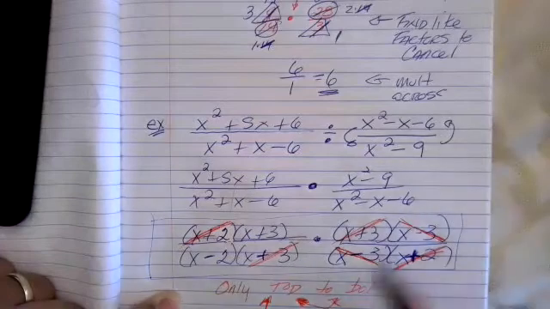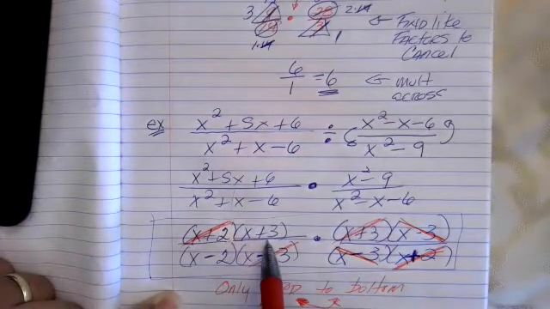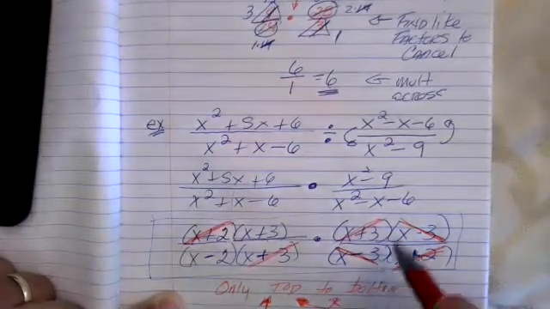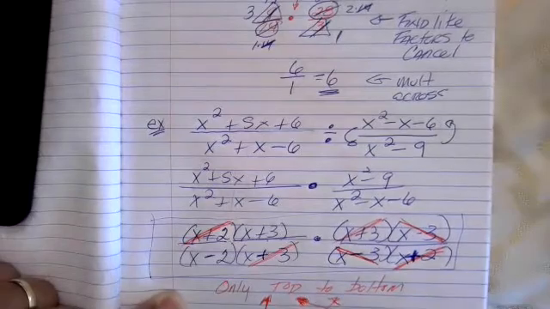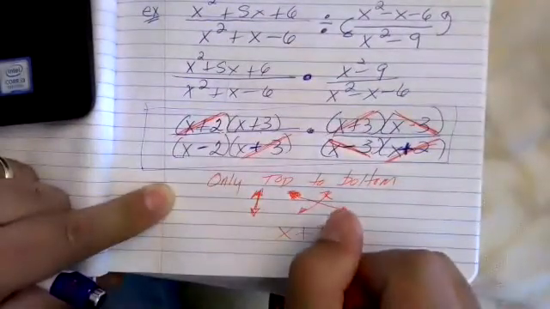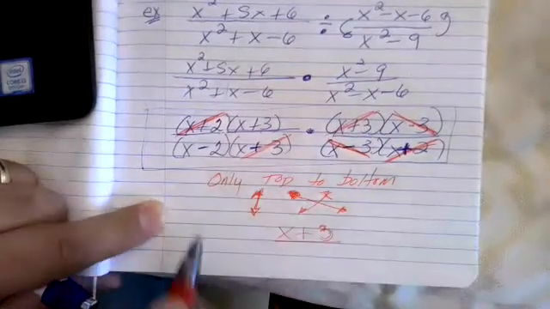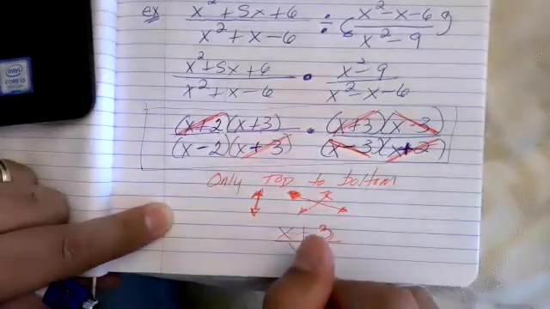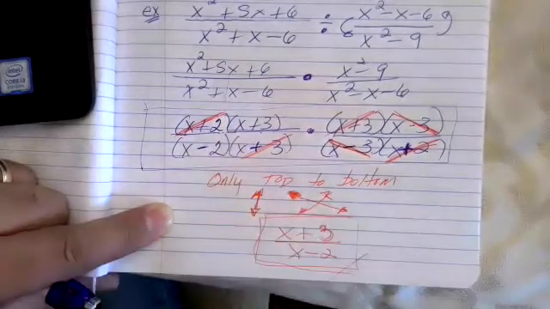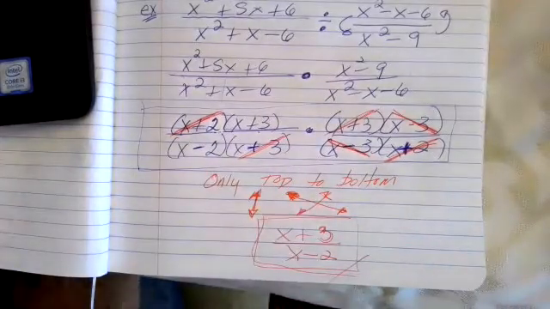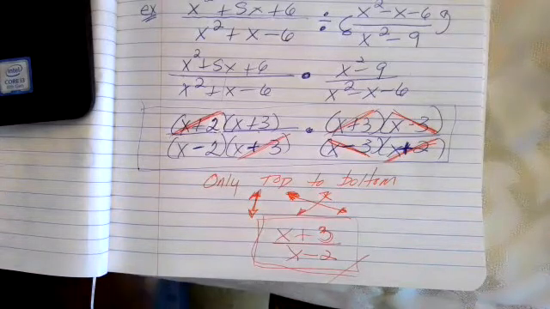Once I cancel all my like factors, I multiply straight across. So I have x plus 3, everything cancels out, so this is like 1. X plus 3 times 1 is just x plus 3. And on the bottom, I'm just left with x minus 2. So my final answer is x plus 3 over x minus 2.